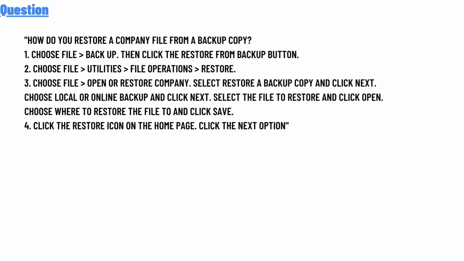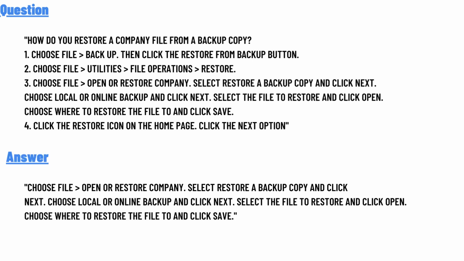Select Restore a backup copy and click Next. Choose Local or Online backups and click Next. Select the file you want to restore and then click Open. Choose where to restore the file to and click Save. Four, click the Restores icon on the home page, and click the Next option.